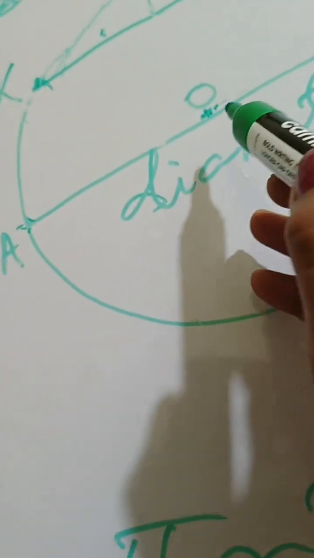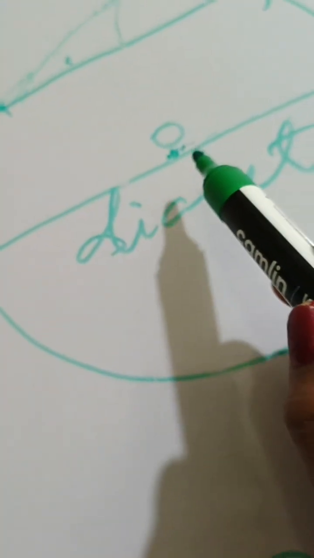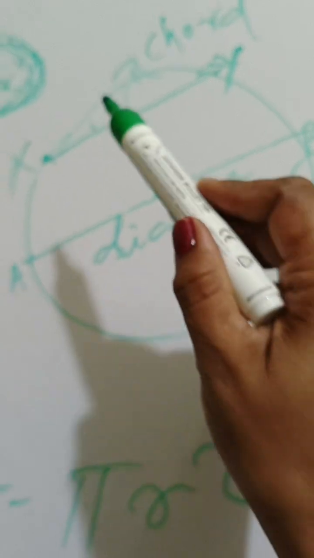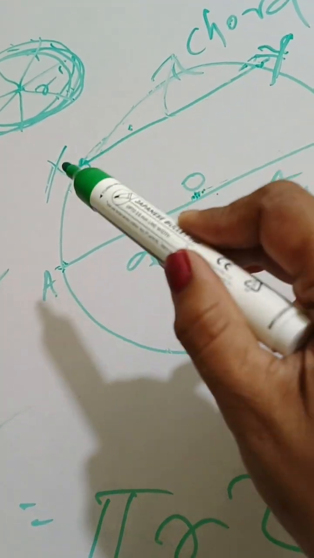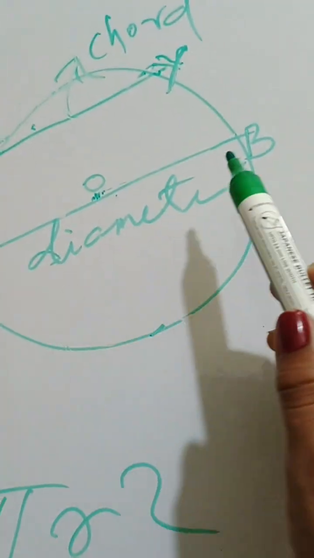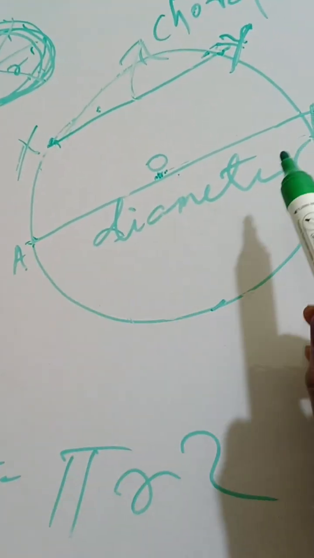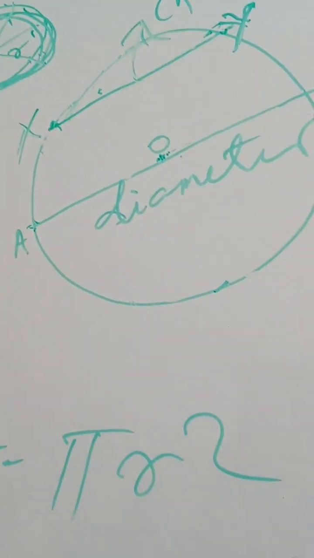What is a diameter? It is actually the longest chord, and it passes through the center of a circle. I have told you that a chord is a line segment that joins any 2 points on a circle. This one is also a chord, but it is the longest chord of a circle. It passes through the center of the circle.